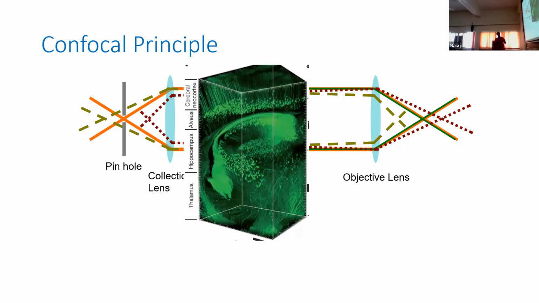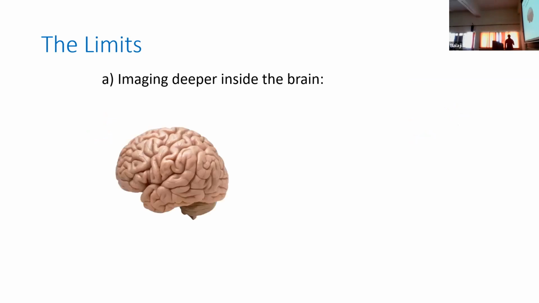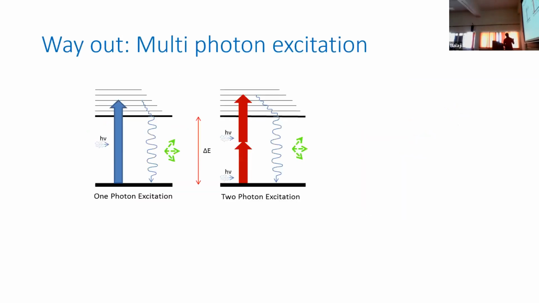You can take the small section, you can nicely see this discrimination and all that. This can nicely be overcome by a method called multi-photon excitation, wherein what you are actually doing is, normal one-photon excitation.